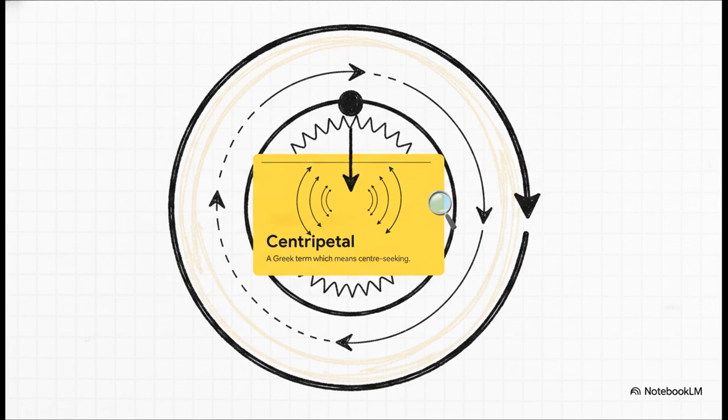The answer is always inwards. That acceleration arrow is forever pointing toward the middle of the circle. We call this centripetal acceleration. The word centripetal actually comes from a Greek term meaning center-seeking. The acceleration is quite literally seeking the center of the circle, constantly tugging the object's direction inward so it doesn't just go flying off in a straight line.